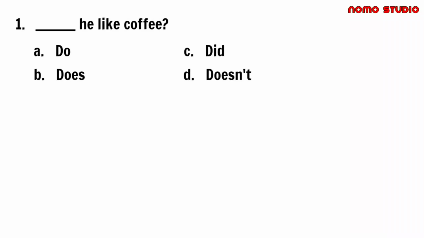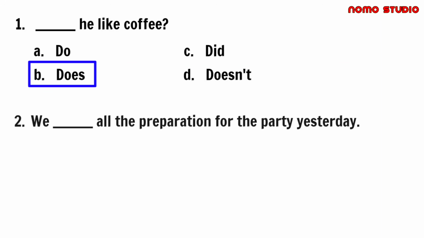When forming a question in the present tense with the third person singular, kasi yung subject is he, which is a singular third person. So, we will use the auxiliary verb does. Therefore, the sentence should be, does he like coffee?